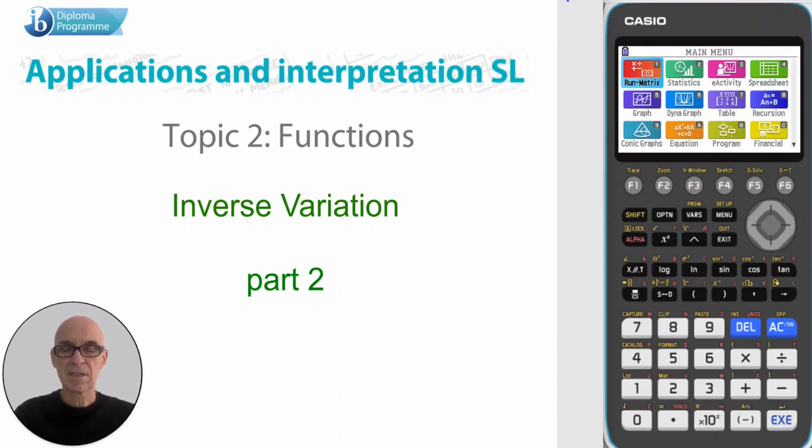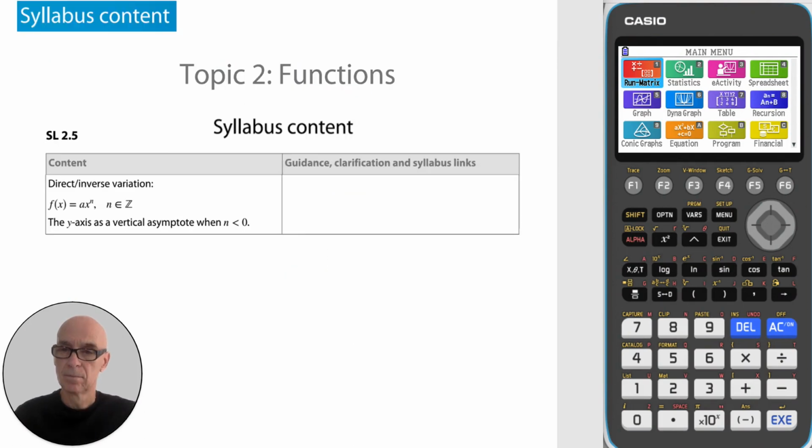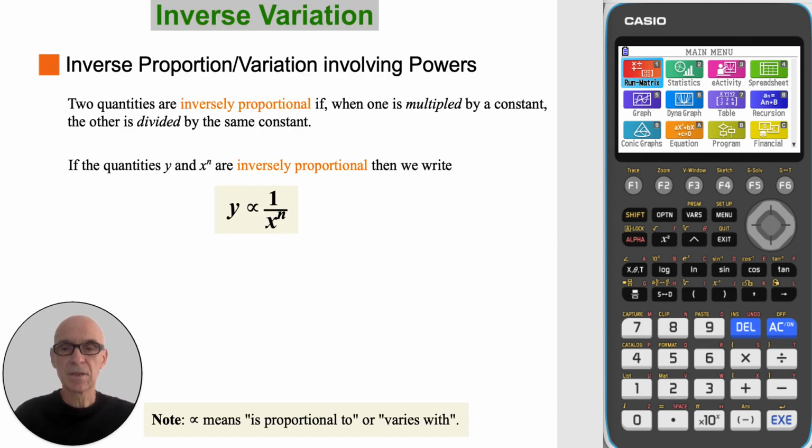Hello, this is the second of two videos on inverse variation, as shown here in the syllabus. Two quantities are inversely proportional if, when one is multiplied by a constant, then the other is divided by the same constant. If the quantities y and x to the power of n are inversely proportional, then we write y is proportional to 1 over x to the power of n.